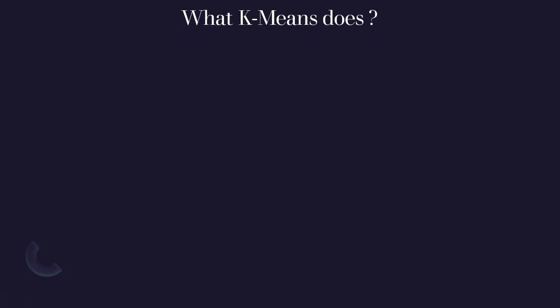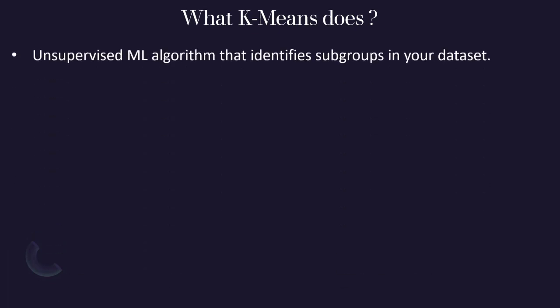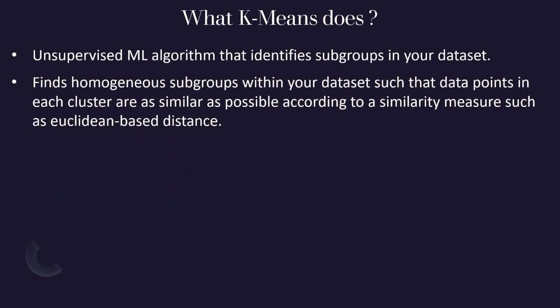First, let's see what K-Means does. K-Means is basically an unsupervised machine learning algorithm that identifies subgroups in your dataset. With K-Means, you can find homogeneous subgroups within your dataset such that data points in each cluster are as similar as possible according to a similarity measurement such as the Euclidean-based distance.